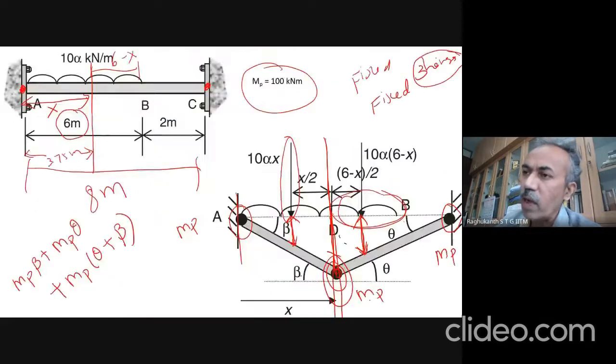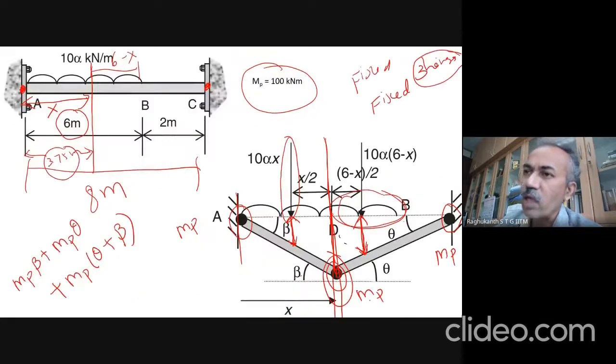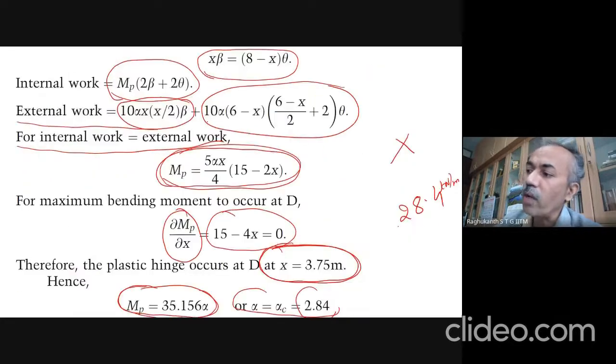So once you know the x value, that means your hinge is going to get formed at a distance of 3.75 from your fixed support, that is from the end A. Once you know this x, you go back, substitute, get MP, and solve for alpha. You will get 2.84 as our value. So what it tells us is, if the working load is 10, the beam can still take load up to 28.4 kilonewtons per meter.